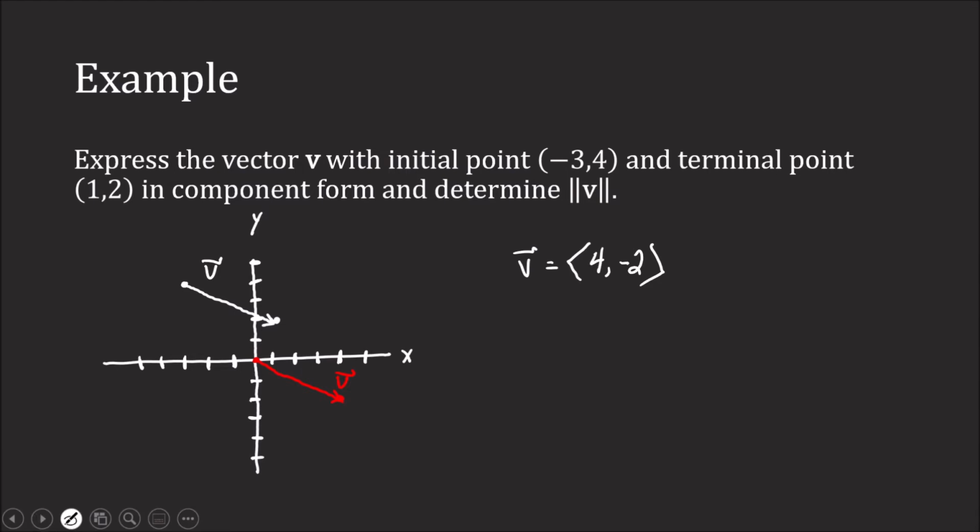Now let's go ahead and draw that right triangle again. It has a height now of 2, and a length of 4. So the magnitude, the length of the vector V, is the hypotenuse.